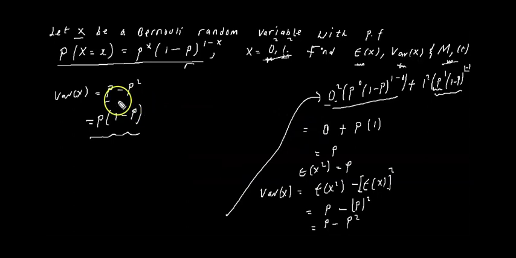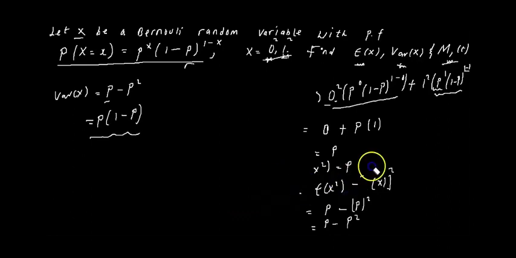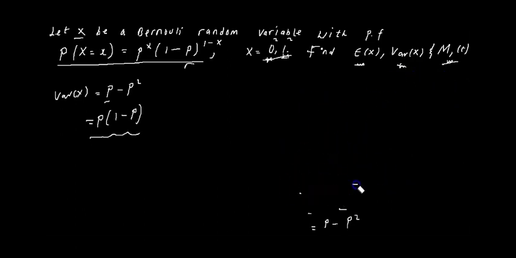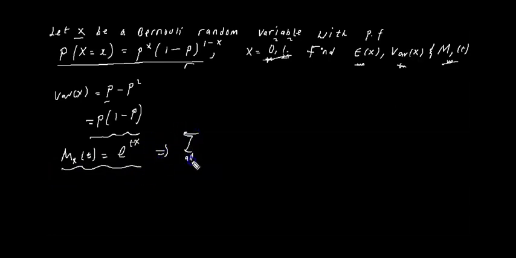How about the MGF, the moment generating function of the Bernoulli distribution? So the MGF will be M of x at t, which is the expectation of e to the tx. So to sum up, this will be the summation of all e to the tx multiplied by the distribution that we have, which is just the Bernoulli distribution.